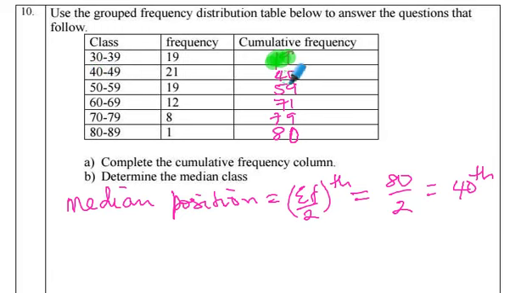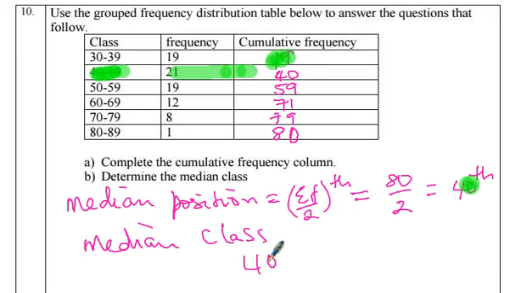Fine. Then what does this mean? Starting with the 20th position, because here we stopped at 19, the 20th position up to the 40th position are occupied by numbers in this class. And since our median position is the 40th position, our median class is supposed to be 42 to 49. This is our median class, 42 to 49.